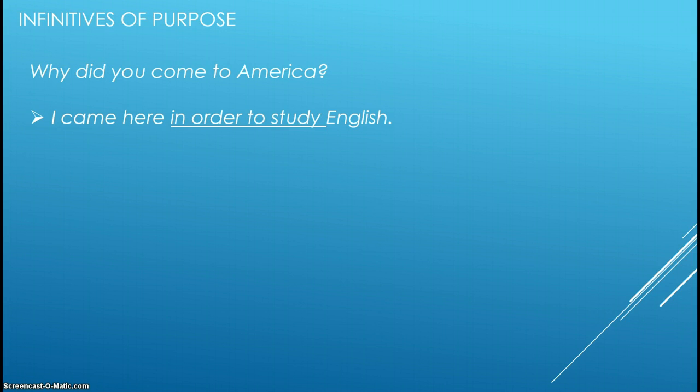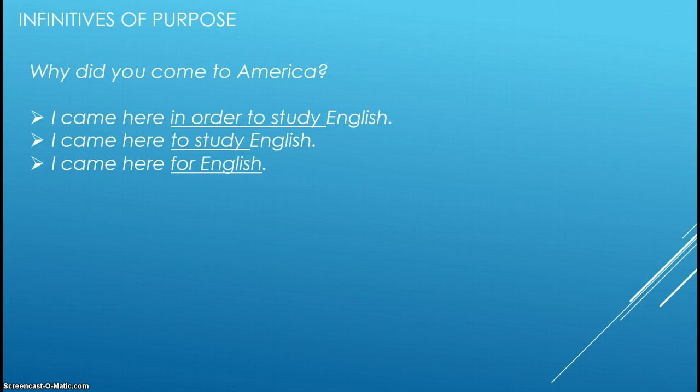In order to study. It's a little phrasal expression there, and we have the infinitive at the end, in order to study English. That is the more common one. I came here to study English. Again, that's the purpose. These are infinitives of purpose. Why did you come to America? Well, to study English. On the very simple, I came here for English, had the for preposition, just followed by really any noun will work there.